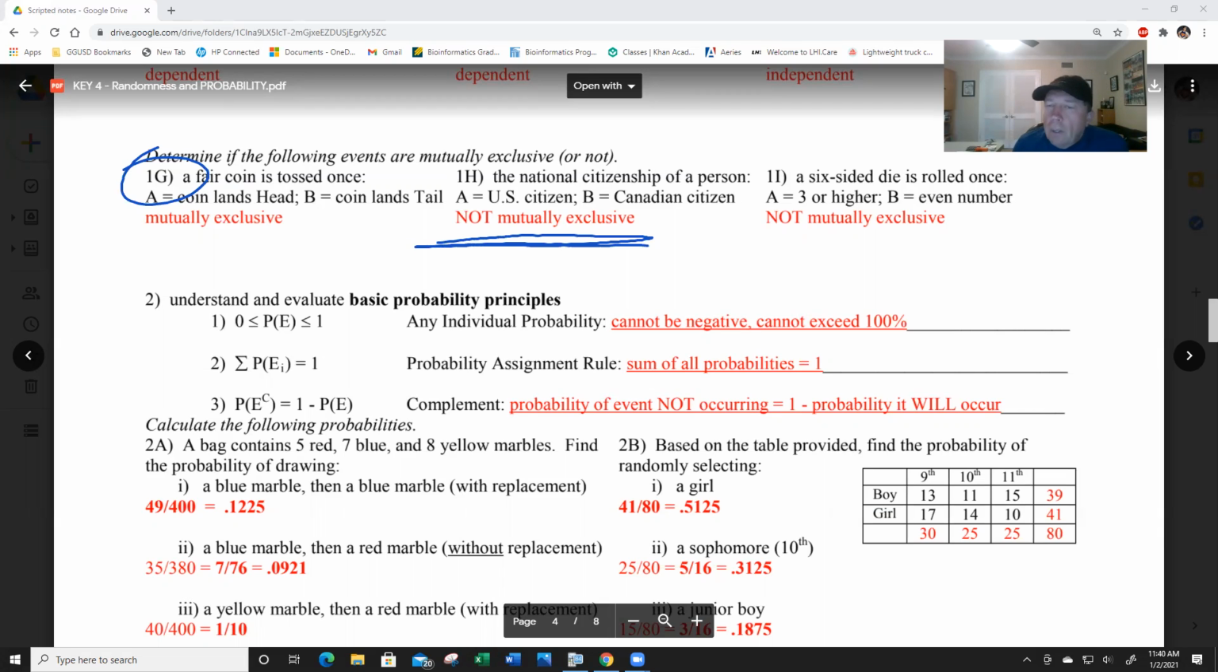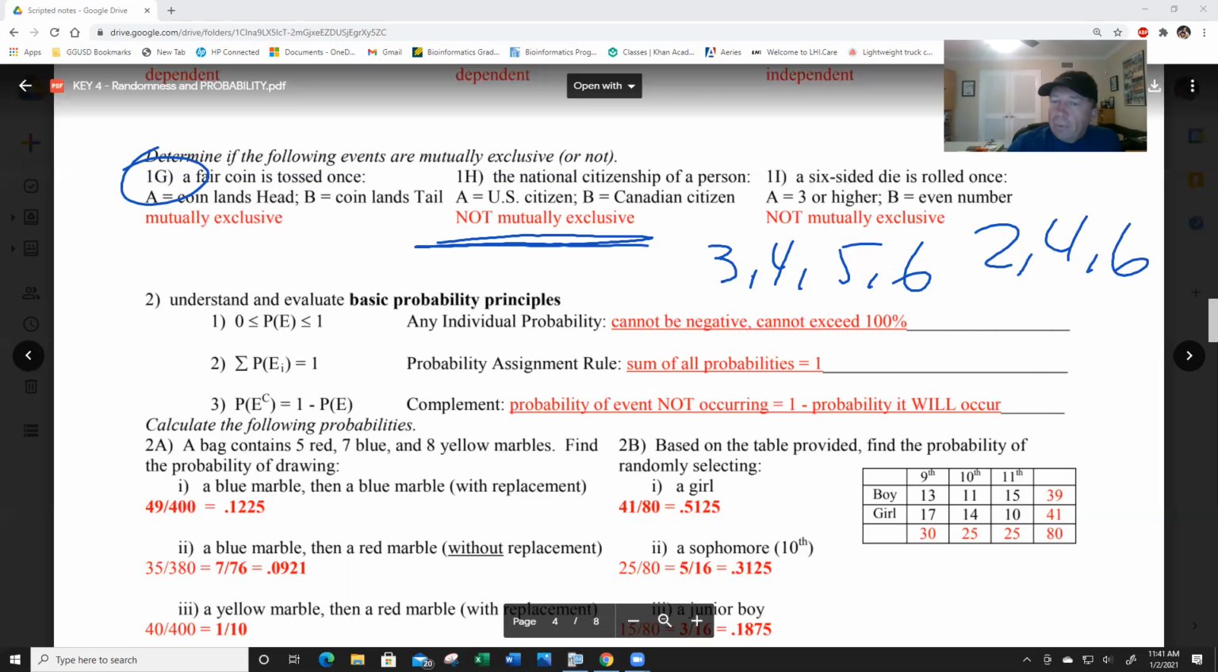Okay. And then 1I, a 6-sided die is rolled once. A is a 3 or higher. B is an even number. All right, well, let's see here. A is 3 or higher, so that's 3, 4, 5, 6. And then B is an even number. B is 2, 4, 6.